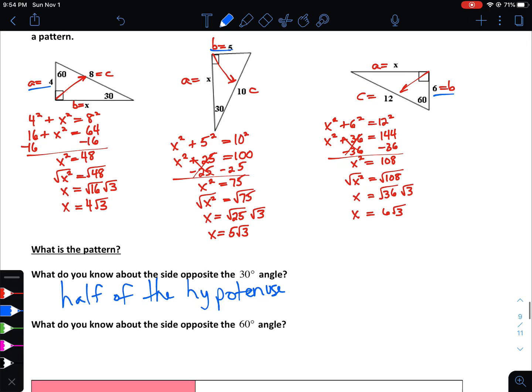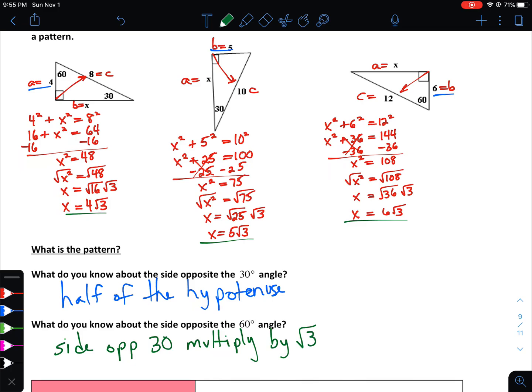Now let's talk about the side that's opposite the 60-degree angle. When you're looking at that, that was what we were solving for. So 4 square root of 3, 5 square root of 3, 6 square root of 3. Notice that they all have square root of 3s. And even furthermore, look at the numbers in front, 4, 5, and 6. Those were always the length of our shortest side. So we're going to take our side, which is opposite the 30, and we're going to multiply that by the square root of 3.